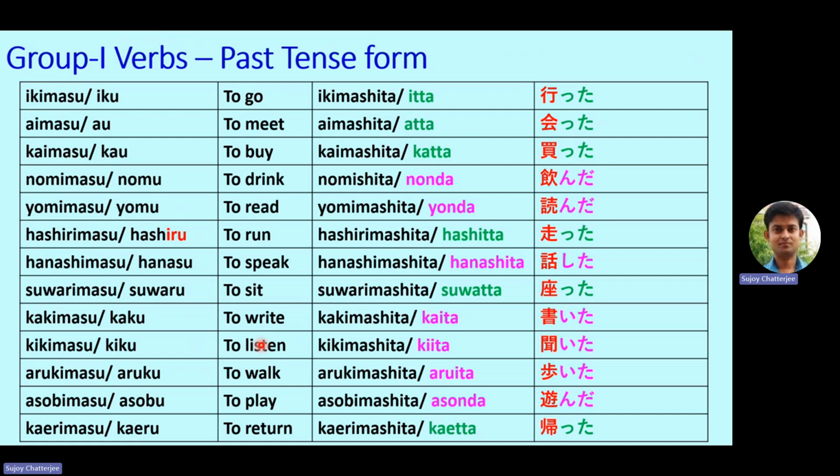But in the past tense form of those group one verbs, there are a hell of a lot of exceptions. So that's why it is very, very important to study the past tense forms of the group one stem verbs very sincerely and very carefully, because there are lots of exceptions. So let's go through them one by one. The first one is the verb iku, ikimas, which means to go.